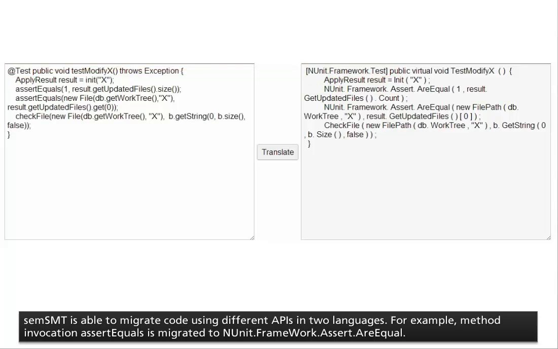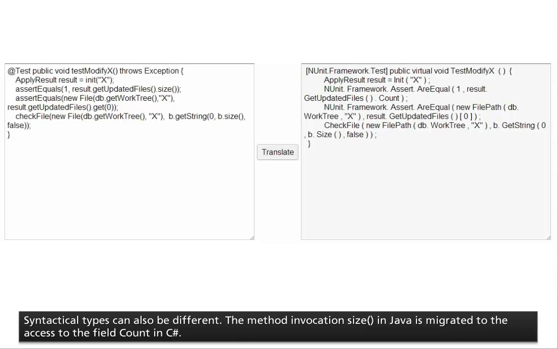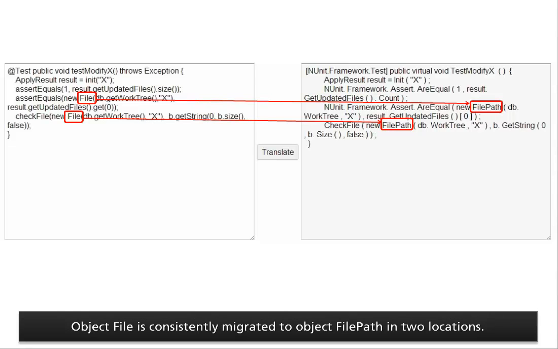semSMT is able to migrate code using different APIs in two languages. For example, method invocation assert equals is migrated to none.framework.assert.r=. Syntactical types can also be different. The method invocation size in Java is migrated to the access to the field count in C#. Object file is consistently migrated to object file path in two locations.